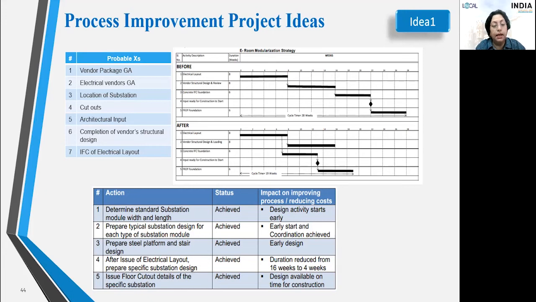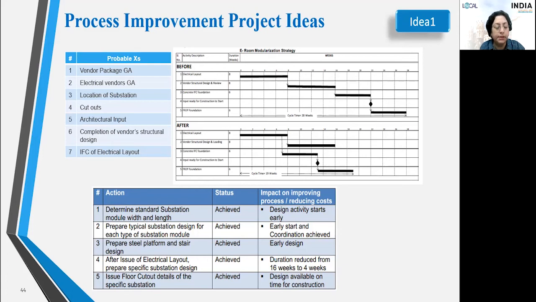The improvement actions are then taken, and we can see the before and after graph. In the before graph, all the activities were in series, but in the current graph, we can see that the activities are being conducted in parallel. Hence, earlier we were completing the same activities in a cycle time of 28 weeks, but right now we are completing them within a cycle time of 19 weeks, reducing 9 weeks of time.